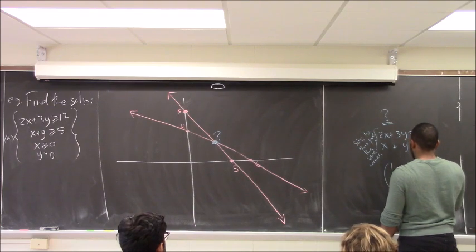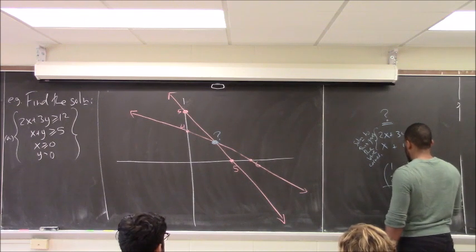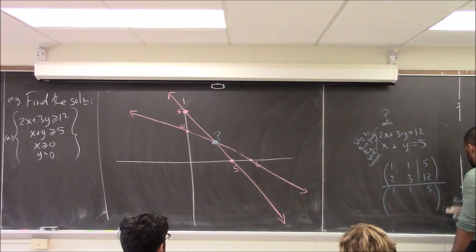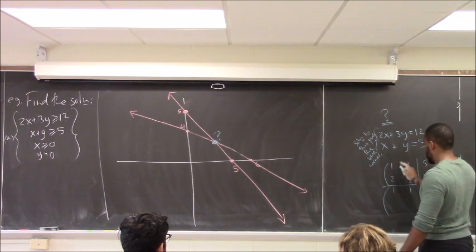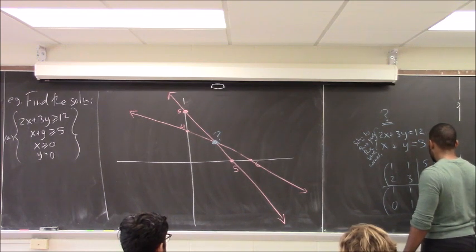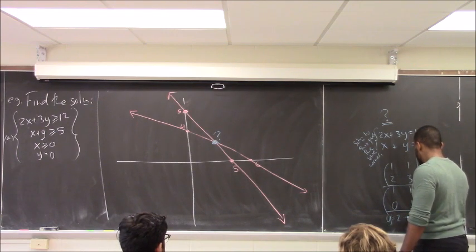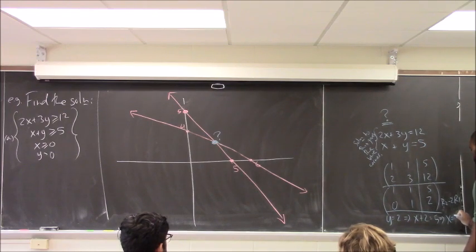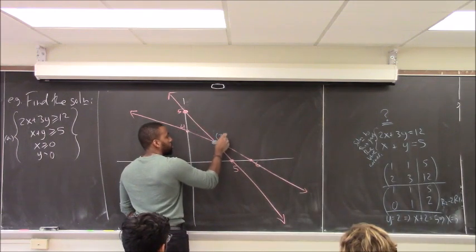So take 2 row 1 minus row 2, or the other way, just make it nicer: row 2 minus 2 row 1. This minus two times that, this minus two times that, and this minus two times that. So you get y equals 2, which means that x plus 2 equals 5, which means that x equals 3. And so this location occurs at 3 on the x and 2 on the y.